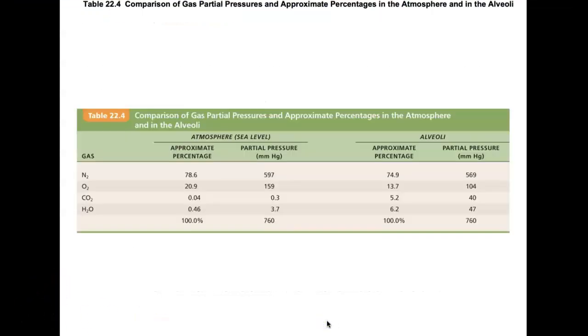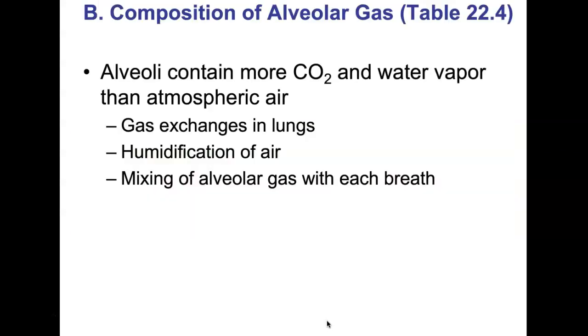As we saw earlier from this table, the gaseous makeup of the atmosphere is quite different from that in the alveoli. The atmosphere is almost entirely oxygen and nitrogen based. However, the alveoli contain more carbon dioxide and water vapor and much less oxygen. These differences reflect the effects of three things.